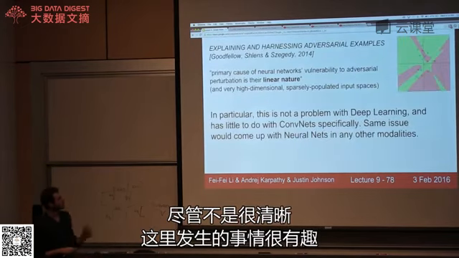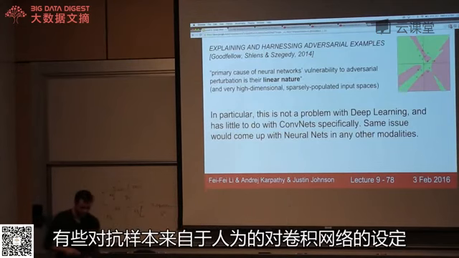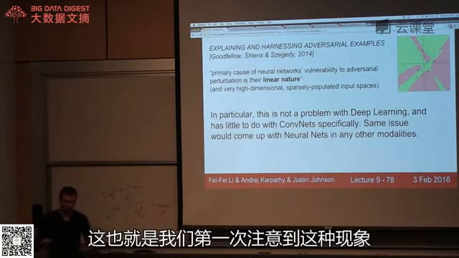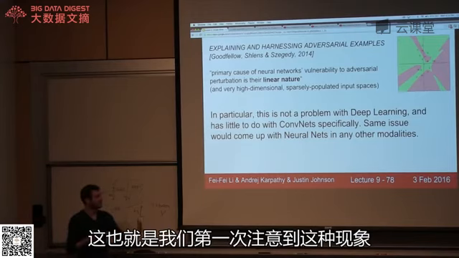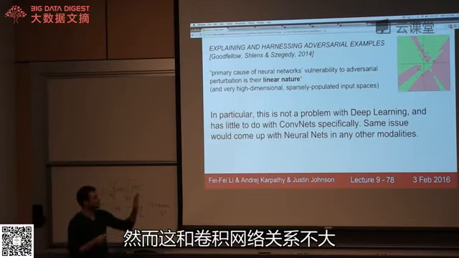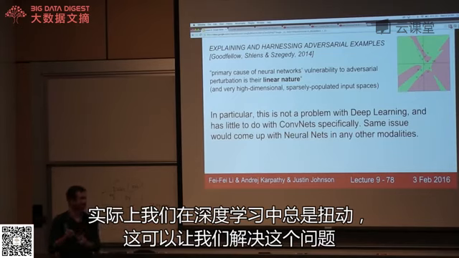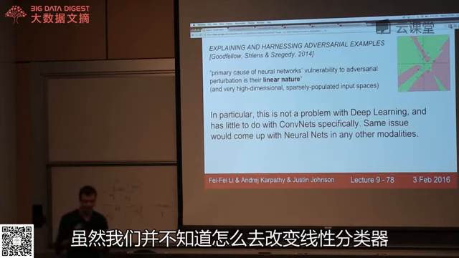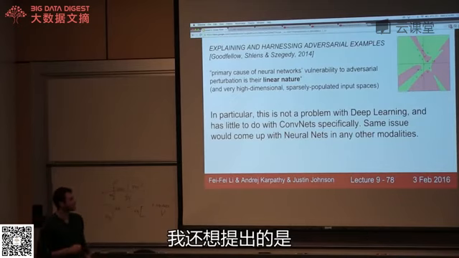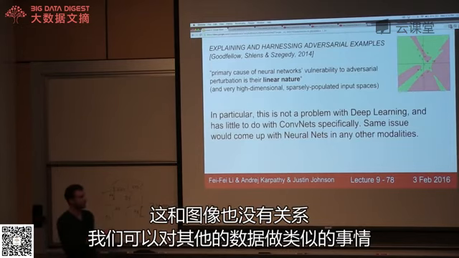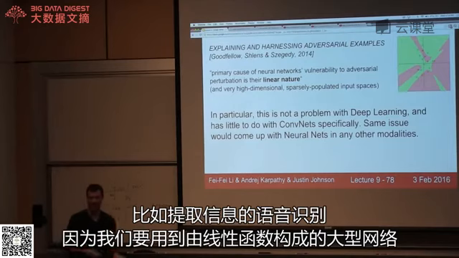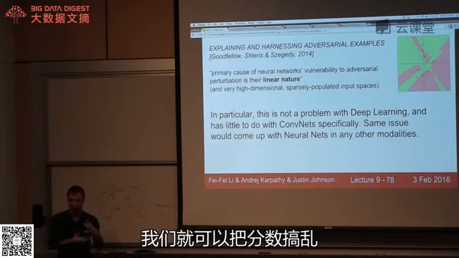What's interesting is that some of these adversarial examples first came about in the setting of ConvNets applied to images, and that's where we first noticed this happening. But in fact, this has nothing to do with ConvNets, because you can do it with linear classifiers. And the fact that we have all this wiggle room might allow us to fix the problem, although I don't know exactly how we'll have to change the linear classifier, or how we use linear functions might have to change. I also wanted to make the point that this has nothing to do with images. We can do this in any other modality. Speech recognition is subject to the exact same problem, because we're using these large networks made up of linear functions in between, and we can blow up these scores anyway.